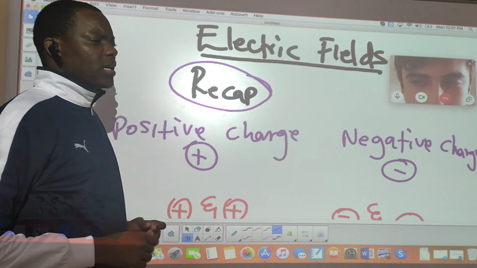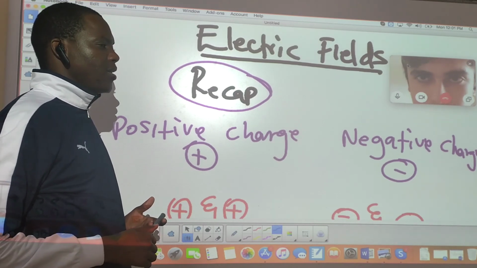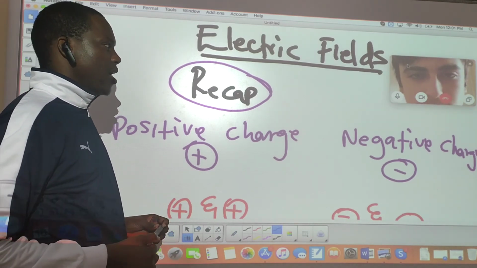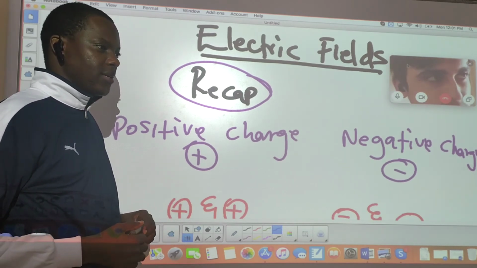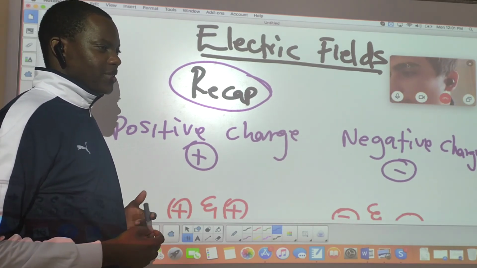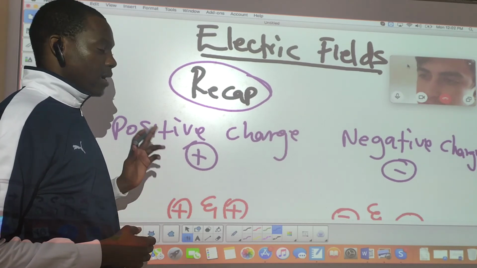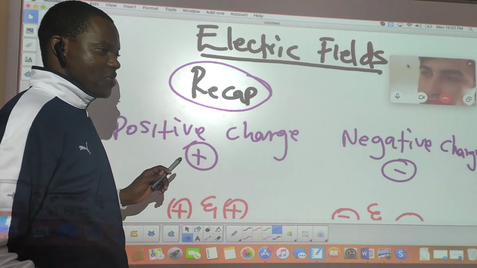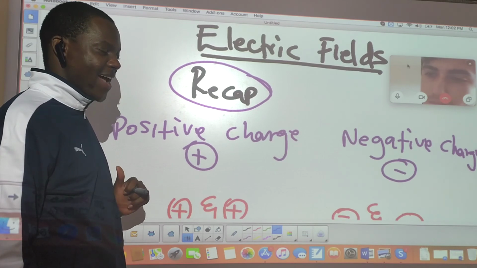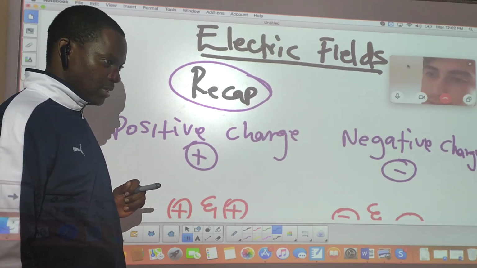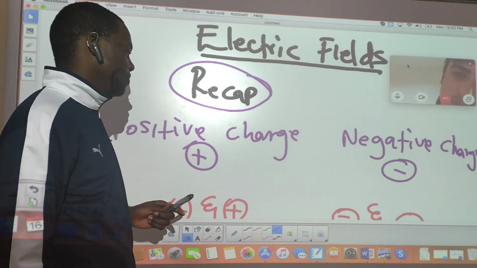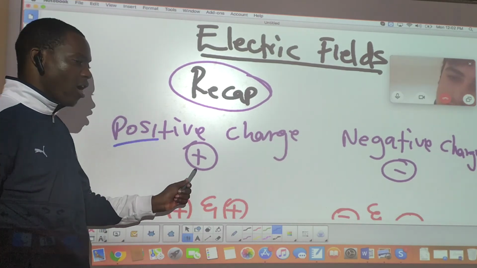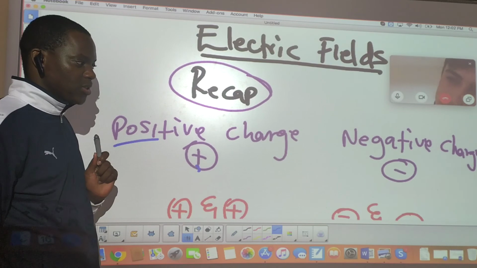All right. We are going to look at the new chapter, which is electric field. But before that, I want us to recap and just to see what we already know. Like for instance, in maths, you're always dealing with the signs, negative and positive. Those signs are actually called charges in physics. So therefore, I have a positive charge. As you can see here, this is my positive charge.